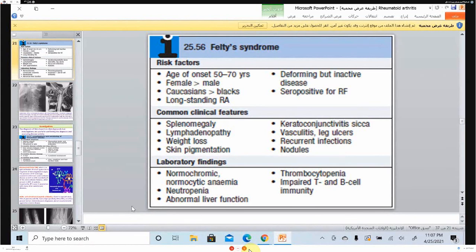Seropositive for rheumatoid factor. Common clinical features we may see: splenomegaly, lymphadenopathy, meaning extraarticular manifestations, weight loss, skin pigmentation, keratoconjunctivitis sicca, vasculitis and leg ulcers, recurrent infection and nodules.